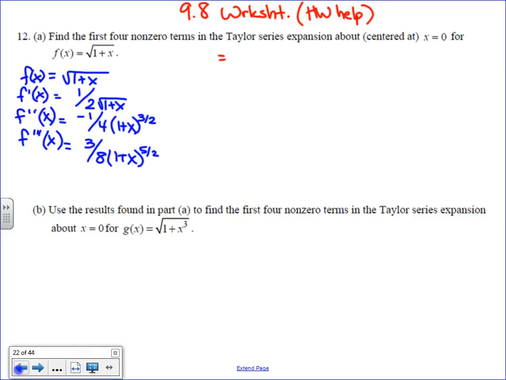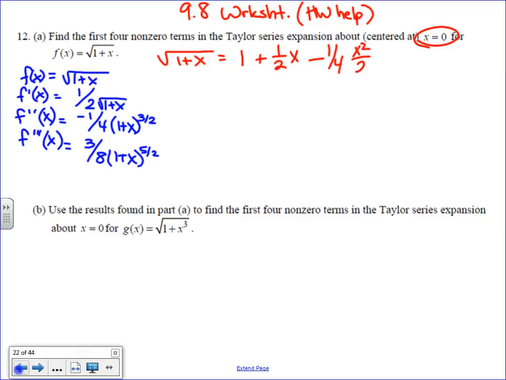First 4, I guess I could do dot, dot, dot. Then that says equals, right? What am I plugging in? 0? So f of 0 would be square root of 1 plus 0, which is 1, right? Plus f prime of 0, plug in 0, 1 1/2, half, times x to the 1, right? X minus 0 to the 1. Plus, ooh, but it's going to be a minus, right? Plug in 0, any power of 1 is 1, negative 1/4.